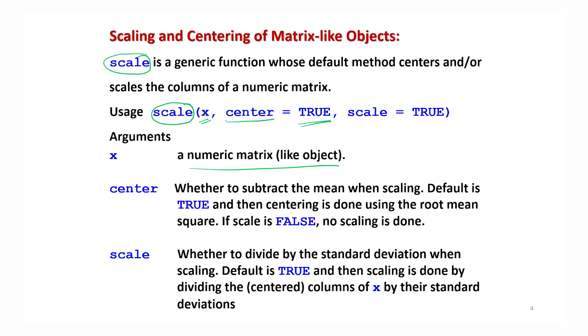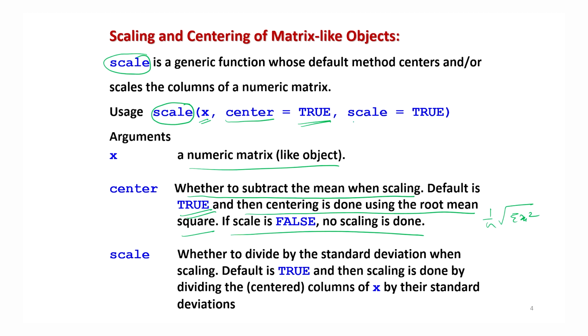So this center is used to decide whether to subtract the mean values, and the default here is true. And then the scaling is done using the root mean square. Root mean square is what I have explained to you, 1 upon n summation xi square, this quantity. And if this is false, then no scaling is done.